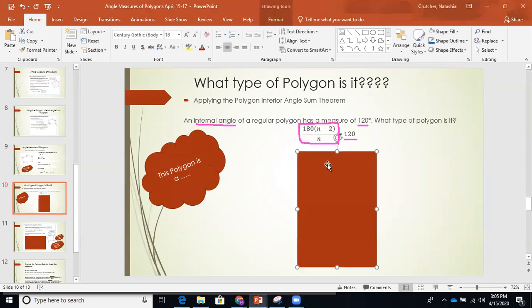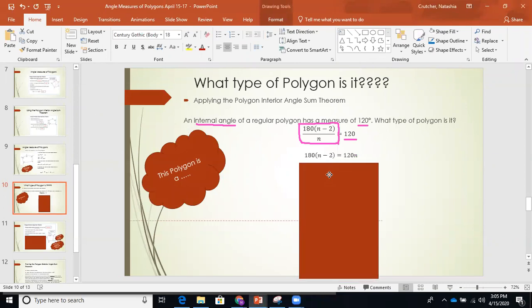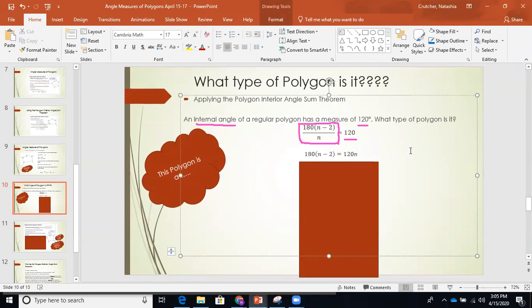So then, first step, we need to get rid of the n. And let me clear this so that you can see what I'm doing here. So we have to get rid of the n on the bottom. We're going to multiply by n, because remember here we're dividing by n, so we have to do the opposite to move it to the other side.